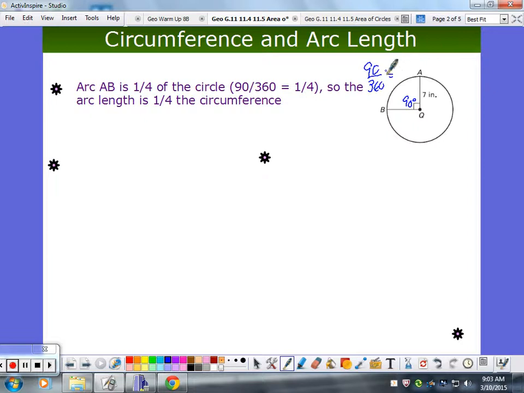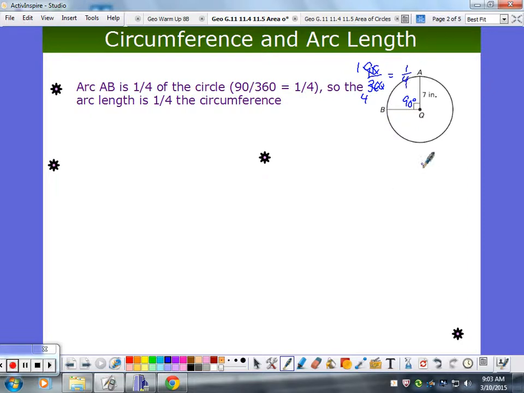Reduce 90 over 360, and I'm wondering if we're not as great at reducing fractions as we might want to be. So do we know, if you see a 0 and a 0, we just have to knock them out. Why do I knock them out when I'm reducing a fraction if I see zeros? What am I really doing? I'm dividing by 10. So whenever you have zeros, you can just get rid of them in both places at the end, because I'm dividing by 10. Now 9 and 36 have a common factor of 9, so that is 1/4 of the circle.